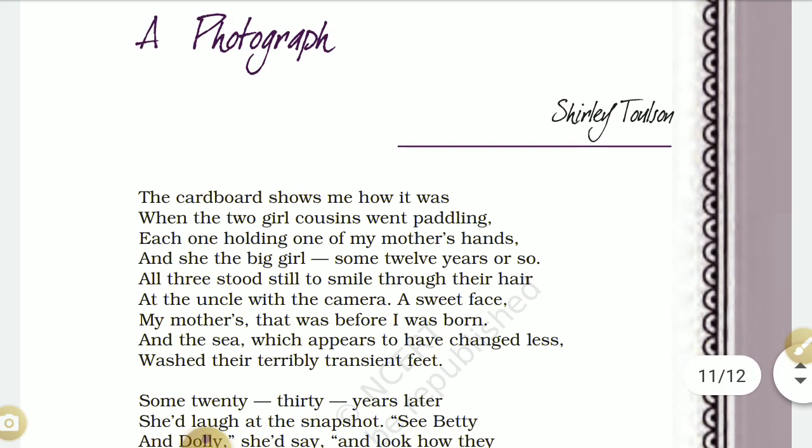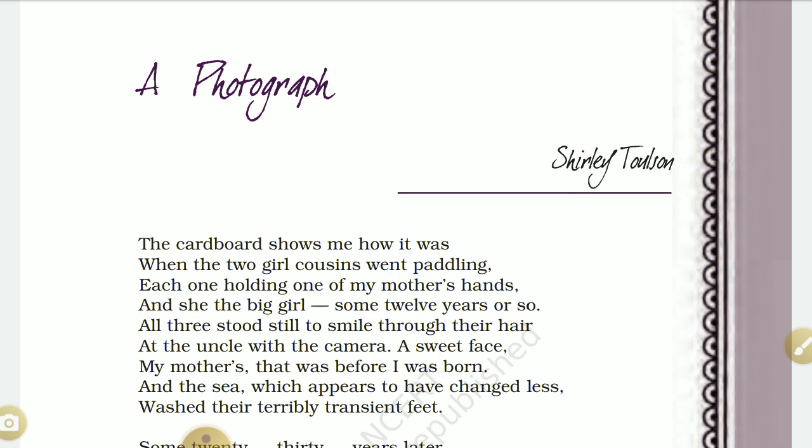Now, what is there in the second stage? In the second stage, the poet's mother saw the photograph which was clicked. That means, when the poet's mother went to the sea beach with her two cousins, a photograph was clicked. And in the second stage, what is happening? The poet's mother was watching the photograph, and she was also getting pleasure from watching the photograph. This photograph also reminded her of her past.